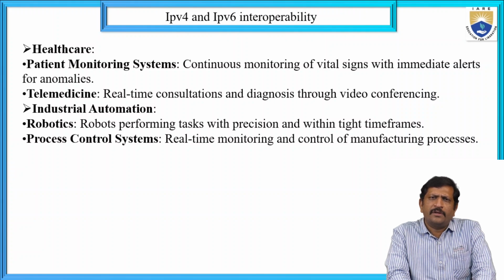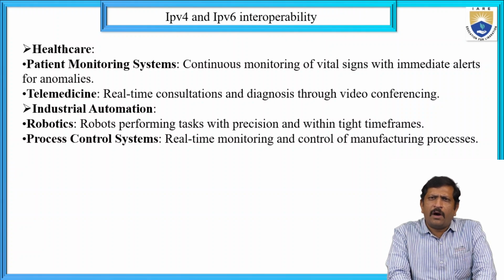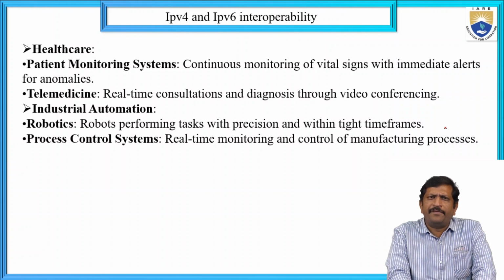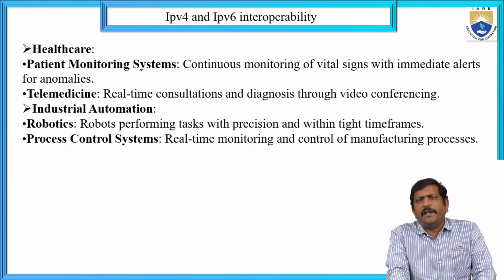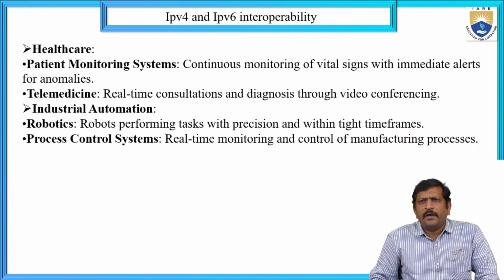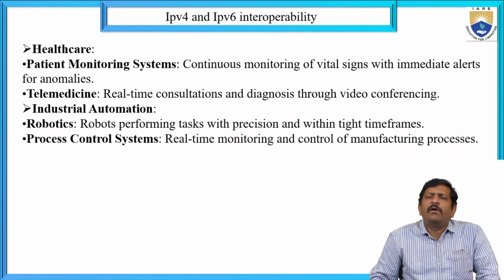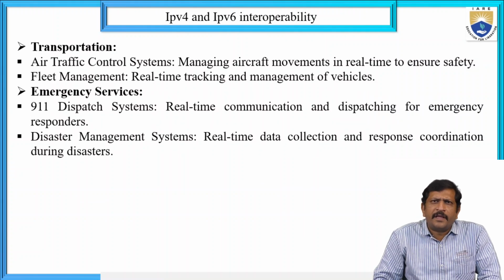Industrial automation. Industrial automation means robotics, robots performing tasks with precision and within tight time frames. Process control systems, that is real-time monitoring and controlling of manufacturing processes. So that is industrial automation. Next application is transportation.